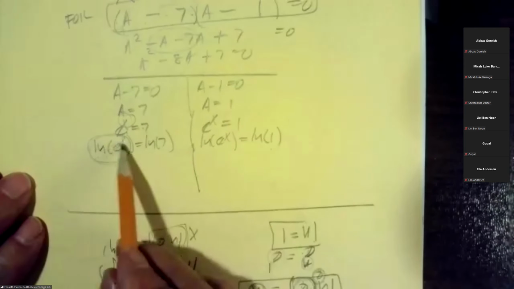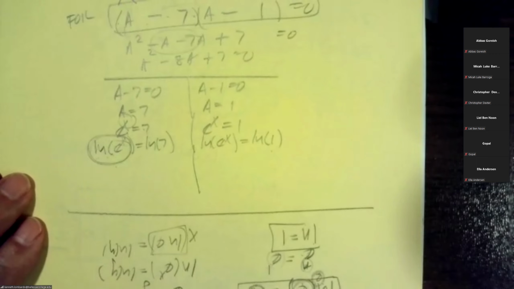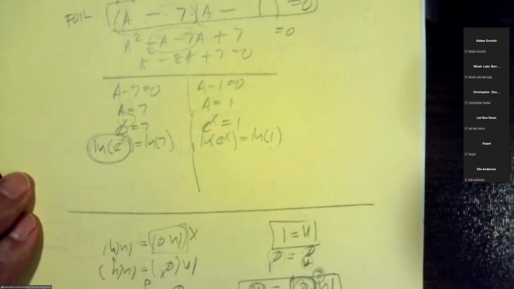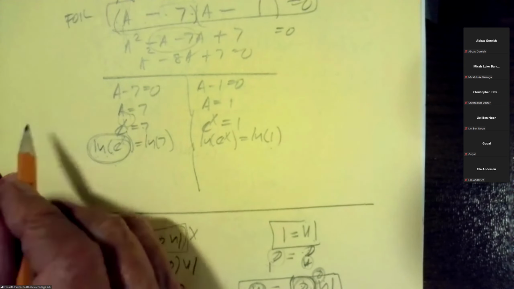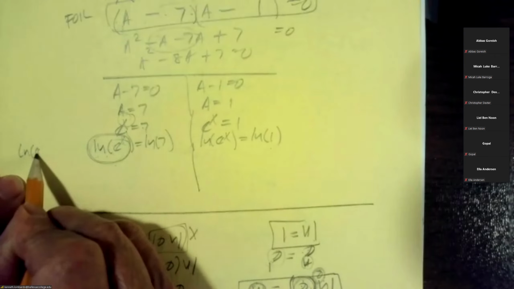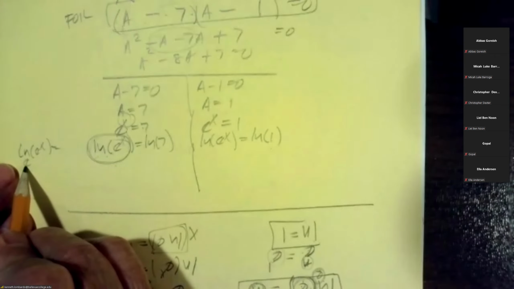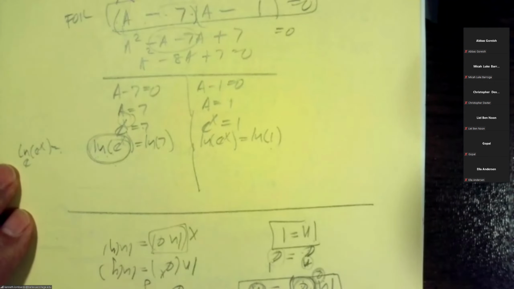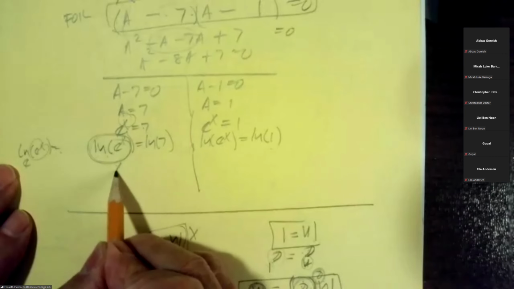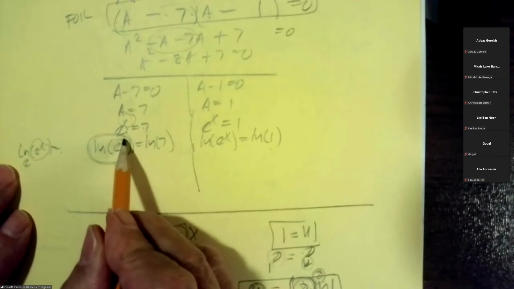We're looking for the ln of e to the x. Would it be 1? ln e to the x. So this says e to the what equals e to the x. And it's going to be x, isn't it? ln of e to the x is going to be x.